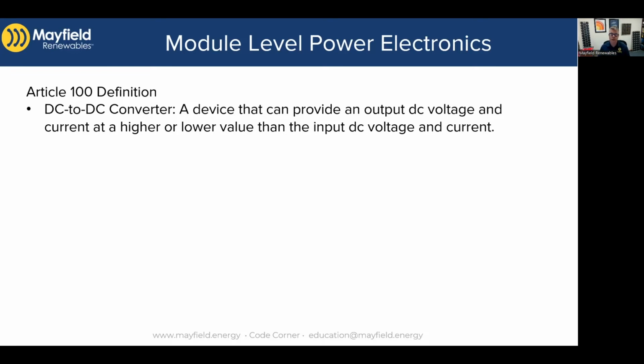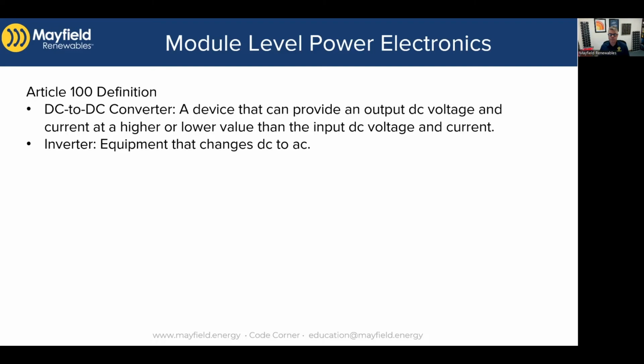In code, the definition is very generic, and that's done pretty purposefully because then we can apply the same requirements. It doesn't really matter if it's an optimizer or a rapid shutdown device. The requirements are going to be just about the same in terms of voltage and current values. The other one is a definition for inverter: equipment that changes DC to AC, pretty straightforward stuff.